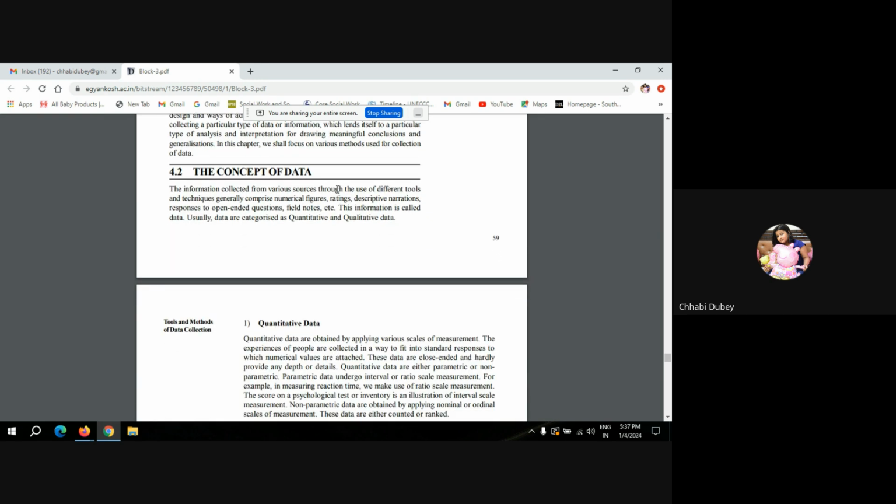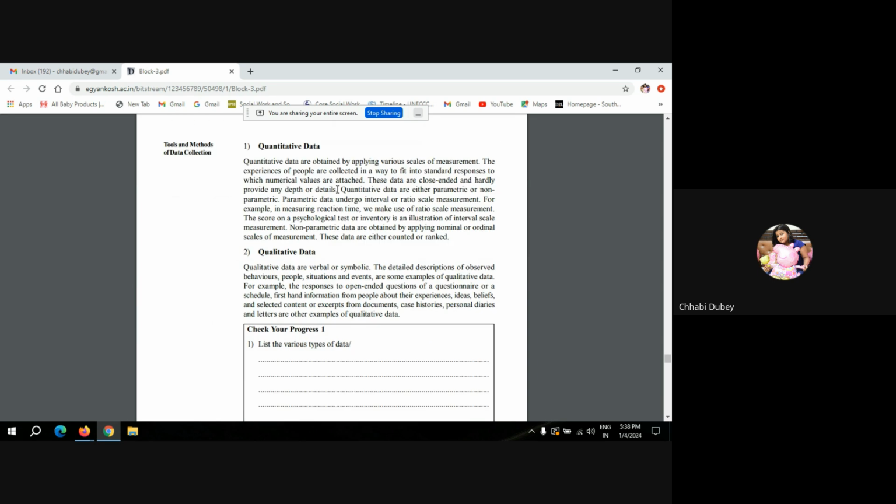Now, quantitative data is basically obtained by applying various scales of measurement. Here, the experience of the people is collected in order to fit into standard responses to which numerical values are attached. This data is generally closed-ended and it hardly provides any depth or detail. So you will generally find that some quantitative values are assigned to the responses, and these are generally very superficial data.